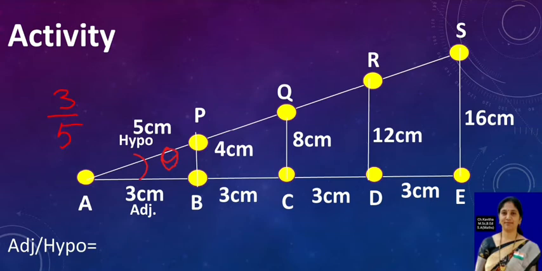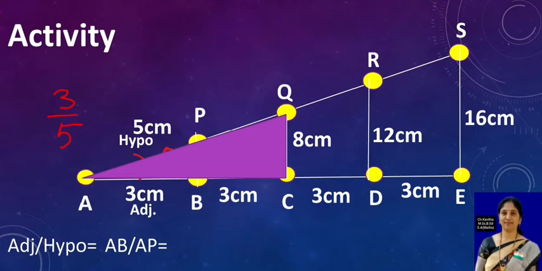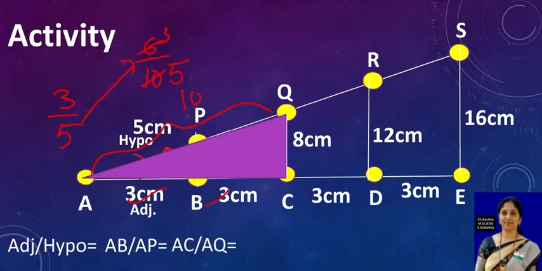We can write based on sides, adjacent is AB, so AB by AP. And consider the next triangle, that is ACQ. Here also we already found that the hypotenuse AQ value is 10. Now find adjacent by hypotenuse value. What is adjacent? 3 plus 3, that is 6. Here it is 10. 6 by 10. That means we can cancel by using the 2 table. We get the same value. Okay, that means here also the ratio is equal, that is AC by AQ.